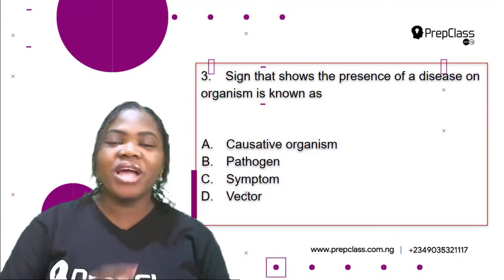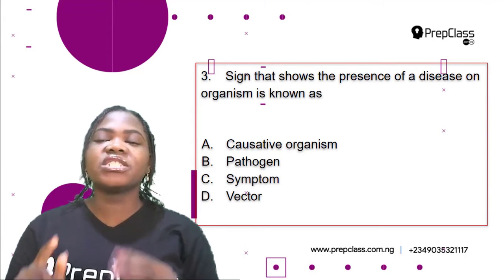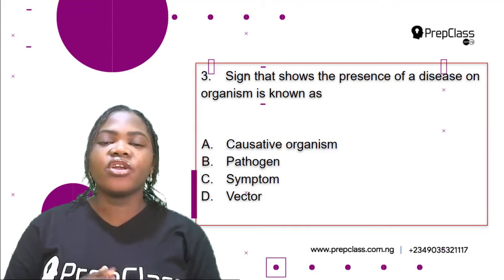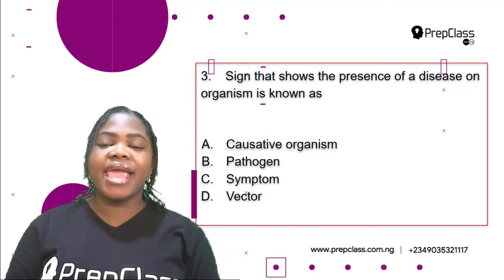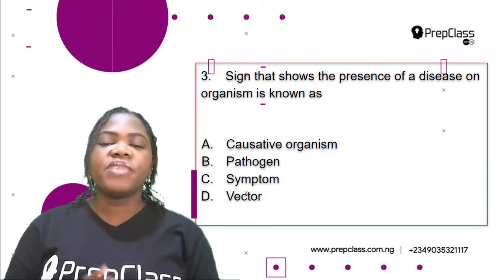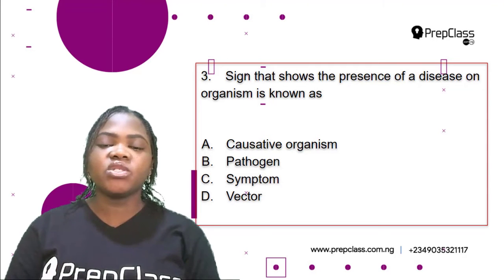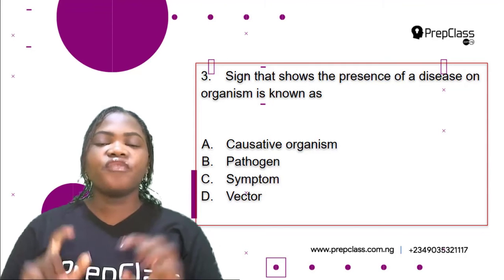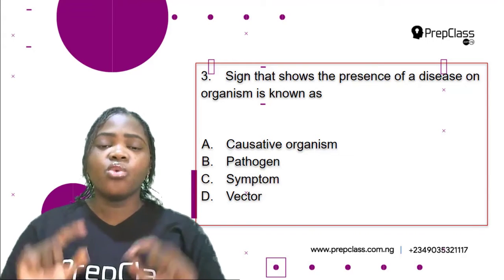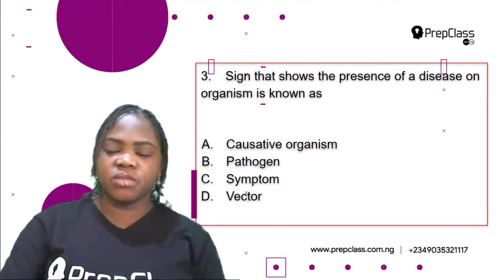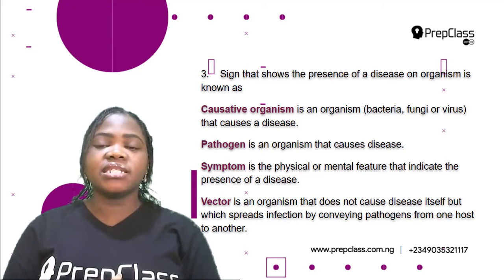Check. Question 3. Sign that shows the presence of a disease on organism is known as A, causative organism, B, pathogen, C, symptom, D, vector. So for us to be able to choose the correct option, we need to know what each of these options mean. Option A is causative agent.